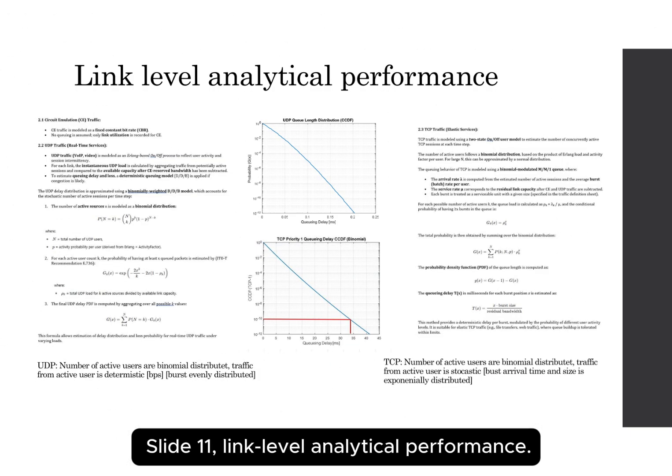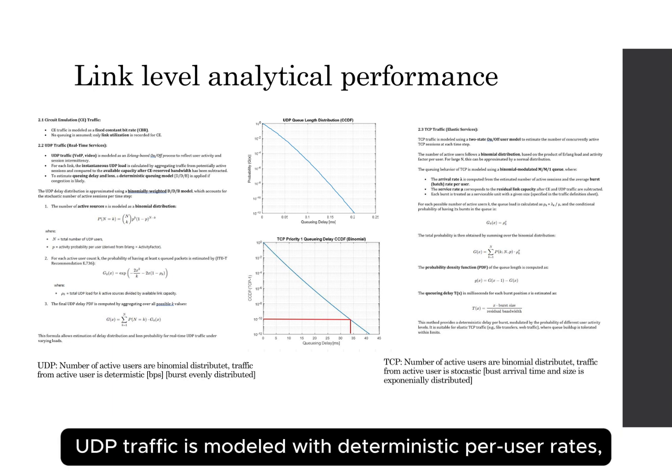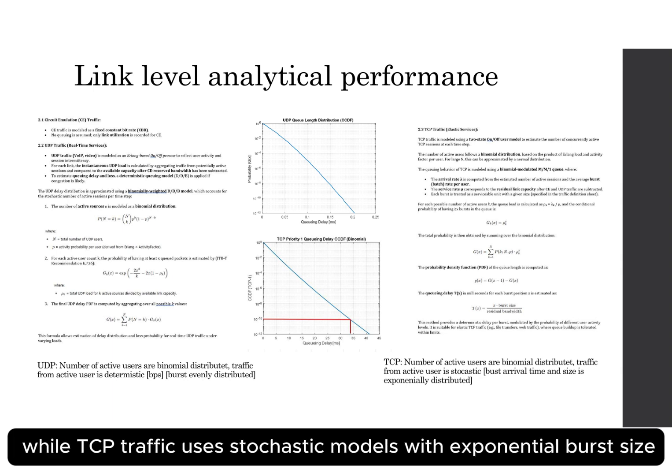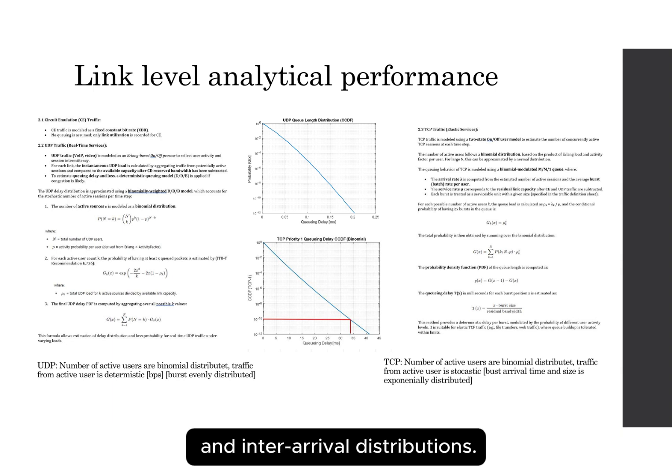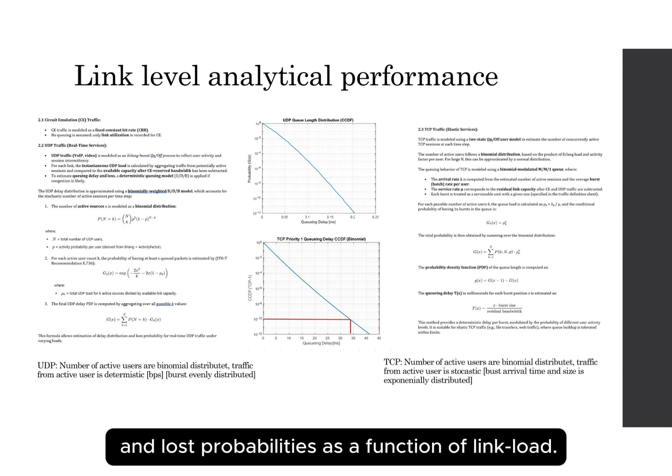Slide 11, link level analytical performance. At link level, NETAN uses analytical models tailored to each traffic type. UDP traffic is modeled with deterministic per-user rates, while TCP traffic uses stochastic models with exponential burst size and inter-arrival distributions. From these models, NETAN derives queuing delay distributions and loss probabilities as a function of link load.